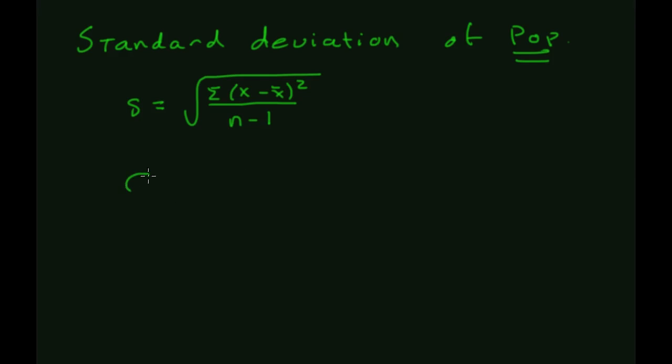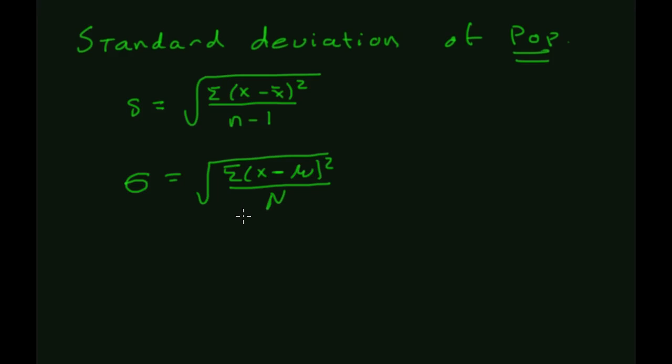When I do the standard deviation for the population, that s is now going to become a lowercase sigma. The numerator is identical except for now, instead of x bar, the mean of a sample, we have mu, which is the mean of the population, and instead of n minus 1, we have n, which is the size of the entire population. Now, this can be basically a little bit more firm because there's no wiggle room here. You have all the members of the population.